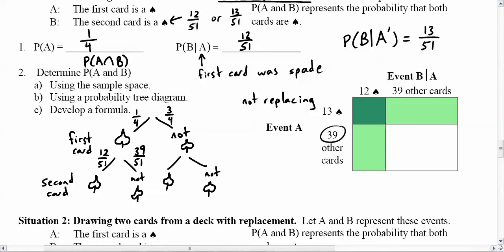Okay, if the first card was not a spade, then the chance that the next card is a spade, well, we still have all the spades left, so it's 13 out of 51. And if the first card was not a spade, that means we've taken out one of the 39 cards, so we have only 38 non-spades left. So that's a tree with different probabilities on it.